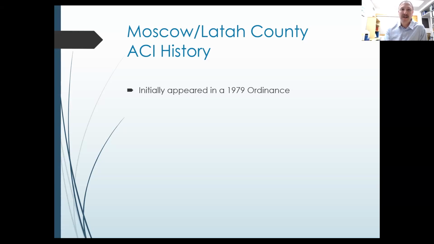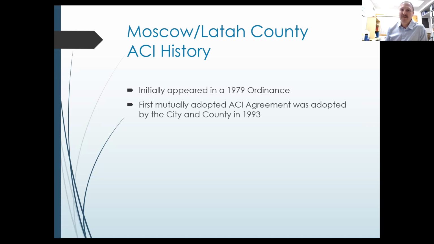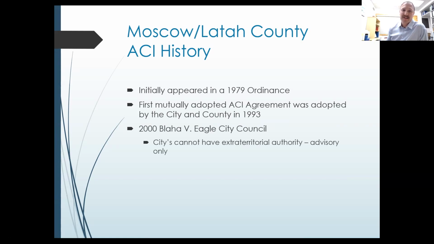I just wanted to go through a brief history of the Moscow, Latah County area city impact. Shortly after the Local Land Use Planning Act, area city impact initially appeared via a 1979 ordinance, but it wasn't really mutually adopted between the city and the county. The first one that was mutually adopted was in 1993. Then came along a Supreme Court case, the 2000 case of Latah versus Eagle City Council. That determined that cities cannot have extraterritorial authority. It's just advisory. Cities can't have authority within the county, essentially, is what that said.